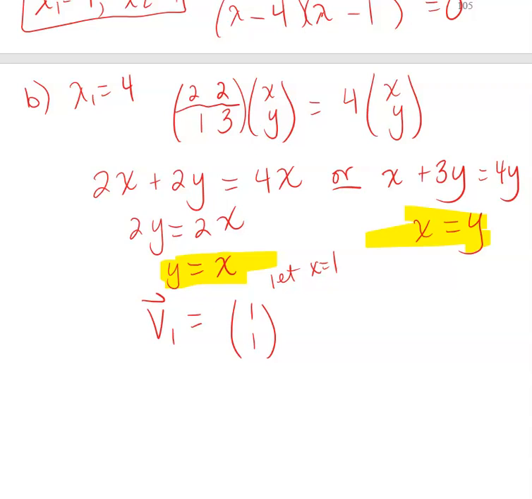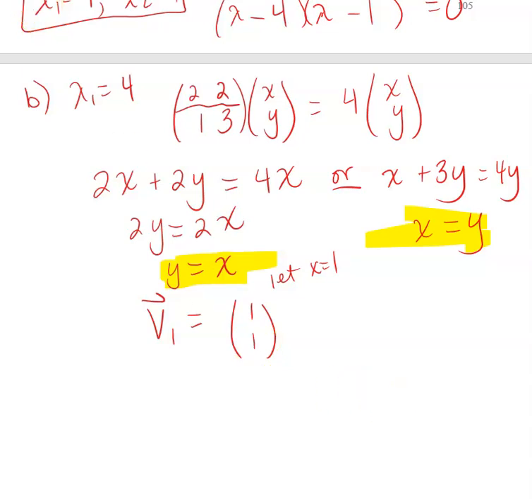You could use any multiple, though, that still falls along that line. I could use 2, 2. I could use 3, 3. I could use -1, -1. It doesn't matter. Just pick something basic. So my vector component for that given eigenvalue is (1, 1).